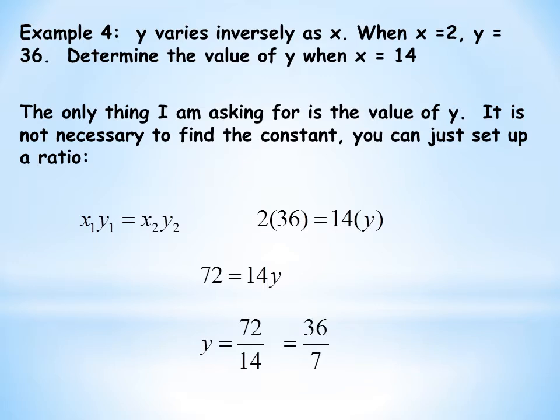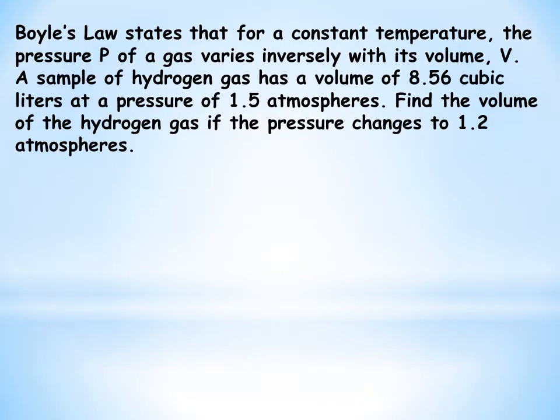So here's what a word problem would look like. Boyle's law states that for a constant temperature, the pressure P of a gas varies inversely with its volume V. A sample of hydrogen gas has a volume of 8.56 cubic liters at a pressure of 1.5 atmospheres. Find the volume of a hydrogen gas if the pressure changes to 1.2 atmospheres. So the only thing they are asking me is to find the volume.